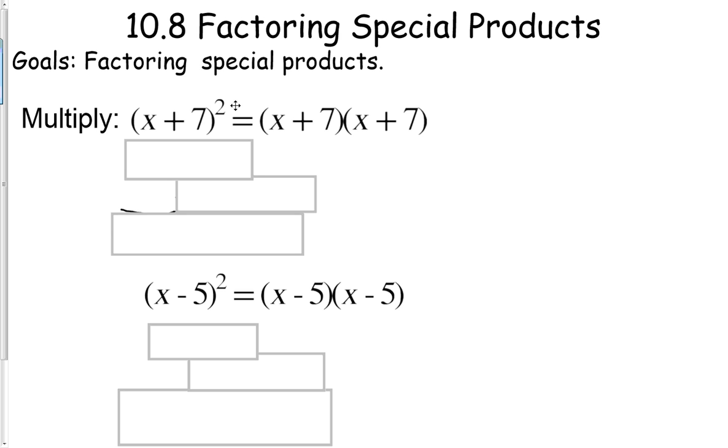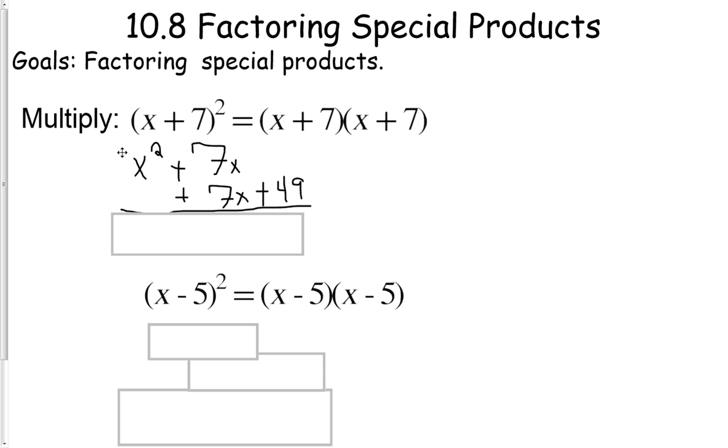Starting off, just to show you a pattern, the product of x plus 7 squared is x plus 7 times x plus 7. You've got two pieces of the same. When we multiply, x times x is x squared, x times 7 is 7x, and that was the first and outer. Then we do inners, 7 times x is another 7x, and last, 7 times 7 is 49, and then we add like terms. X squared comes down, 7 plus 7 gives us 14x, and 49 just comes down to give us x squared plus 14x plus 49.